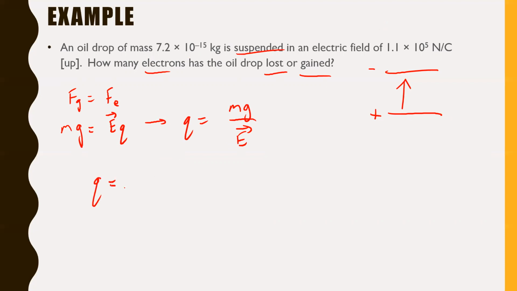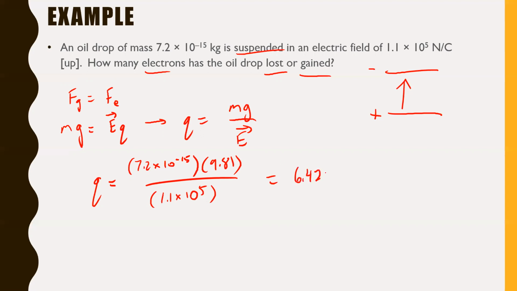So Q is therefore going to equal 7.2 times 10 to the negative 15 times 9.81 divided by 1.1 times 10 to the 5. And what this gives us is about 6.42109 times 10 to the negative 19 coulombs. Now, in this experiment, he was able to determine the charge of just one elementary charge. But that was through many trials and tribulations.